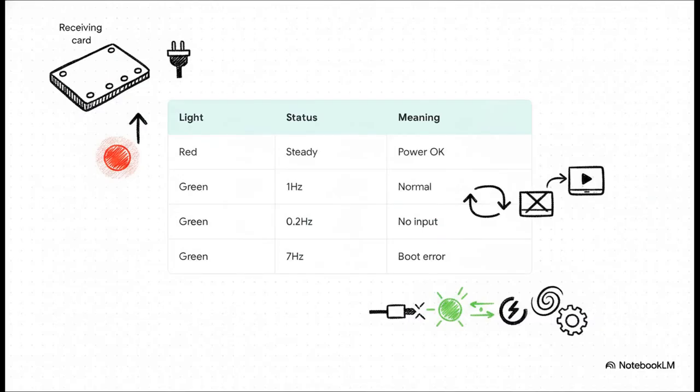Now, what's really interesting about this slide is that these simple blinking lights tell you almost everything you need to know about your receiving cards. If you memorize this exact table, you basically become a diagnostic wizard.